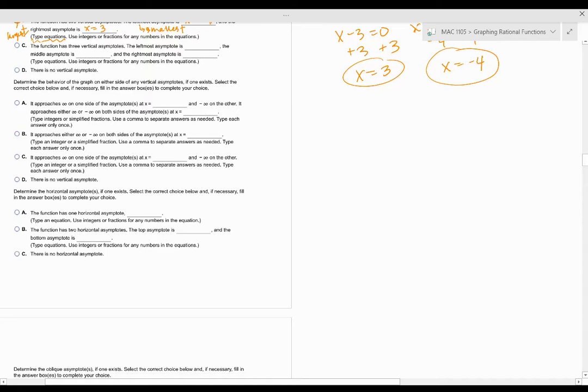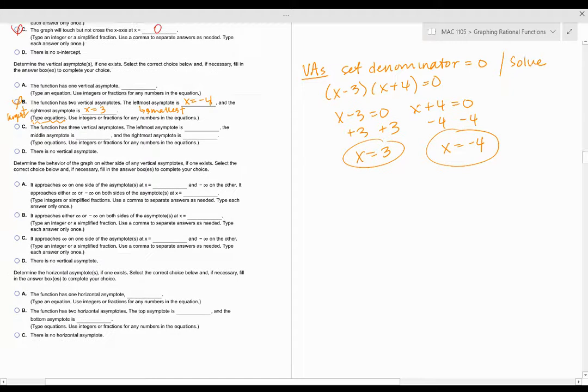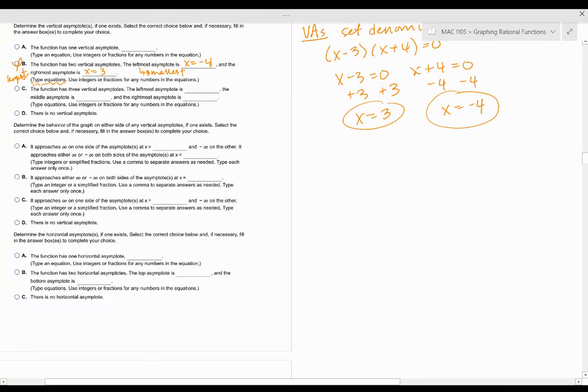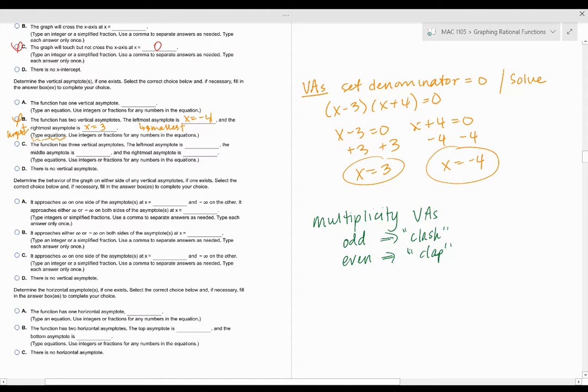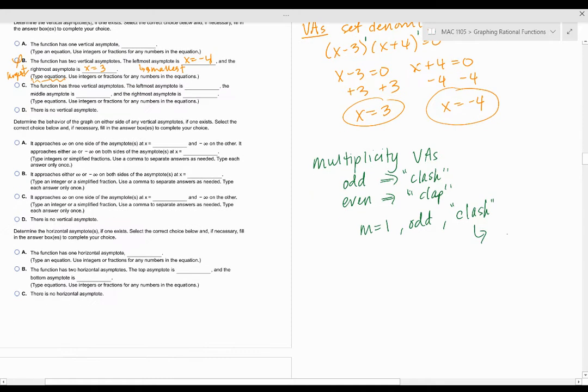Determine the behavior of the graph on either side of any vertical asymptotes. So remember, if you want to determine the behavior at vertical asymptotes, you need to look at the multiplicity at the asymptotes. If the multiplicity is odd on a vertical asymptote, that means it's going to clash. Remember what that means. They approach different infinities. And if the multiplicity is even, it means it's going to clap, which means that they're going to approach the same infinity. So when I look at these asymptotes that I just found, their degrees are both 1. So their multiplicity is 1. 1 is odd. And since it's odd, that means that my function is going to clash when it approaches both of those asymptotes, which means that they're going to approach different infinities.